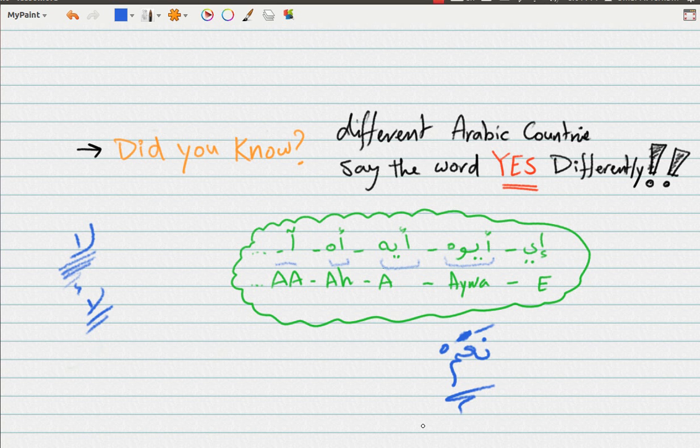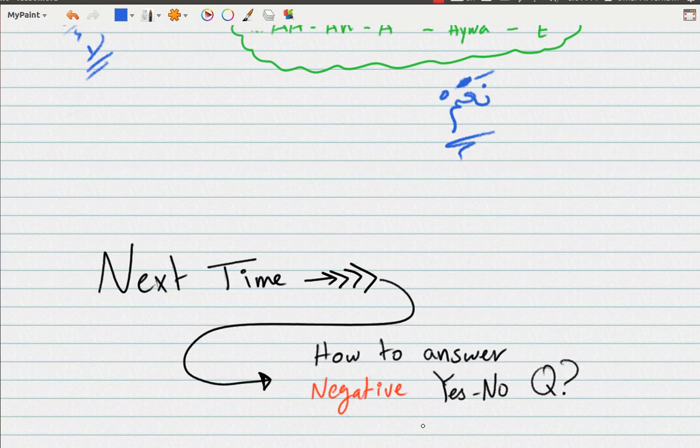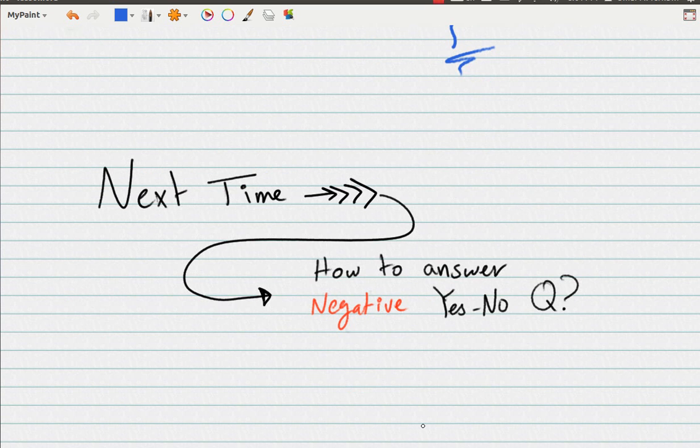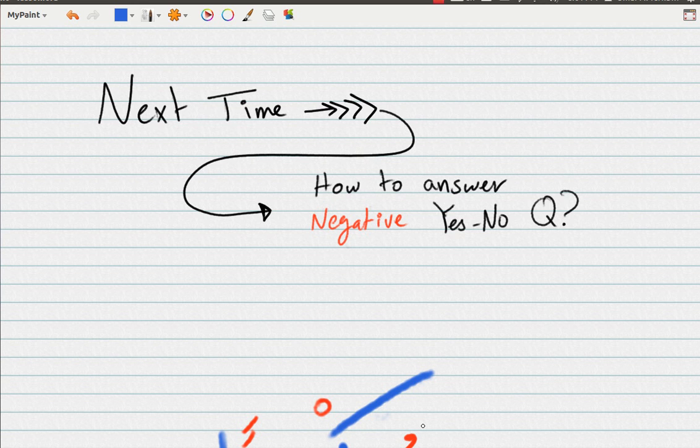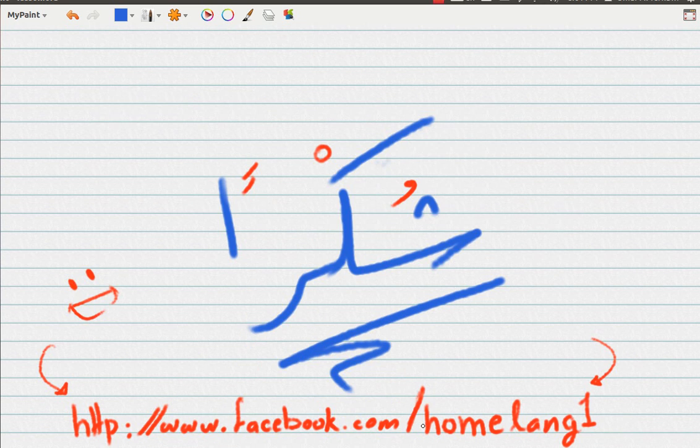And with this, we end this lesson. I would like to give you a small hint about the next lesson, which would be very similar, but we will be constructing a negative yes or no question with different words other than hal.